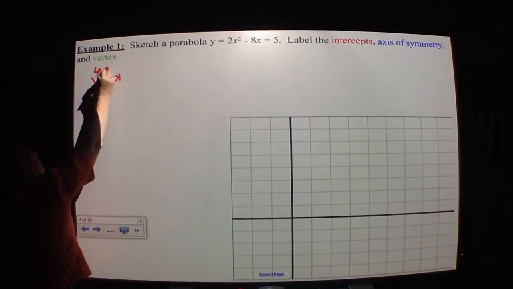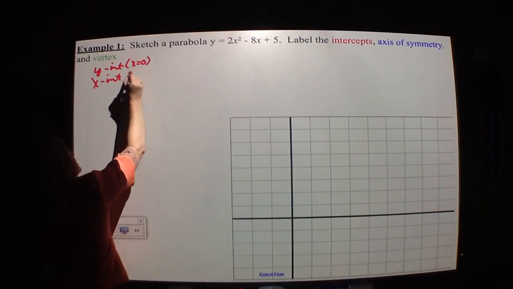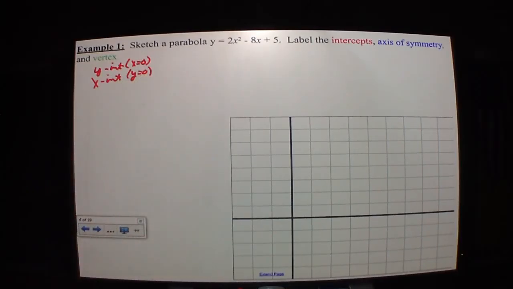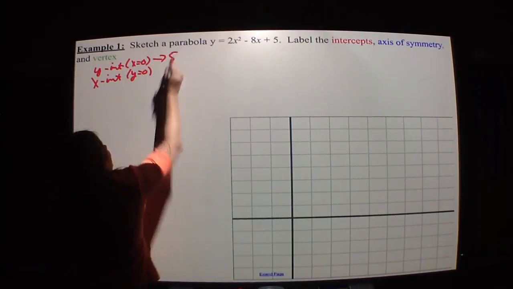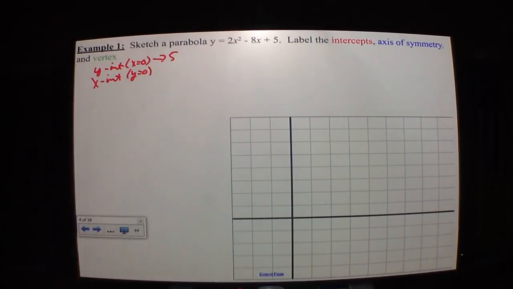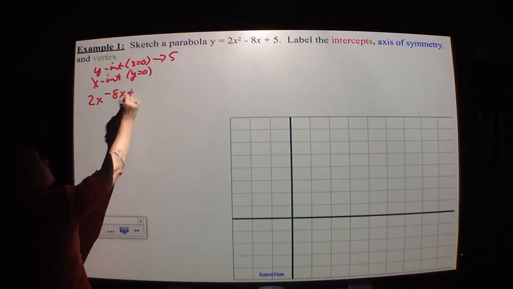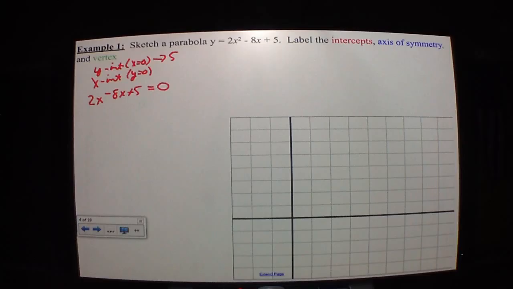X-intercept, y-intercept. Remember, for the y-intercept, x is equal to 0. For the x-intercept, y is equal to 0. So let's do the y-intercept first. That's easy. When x is equal to 0, you get 5. The x-intercept: your y is equal to 0.